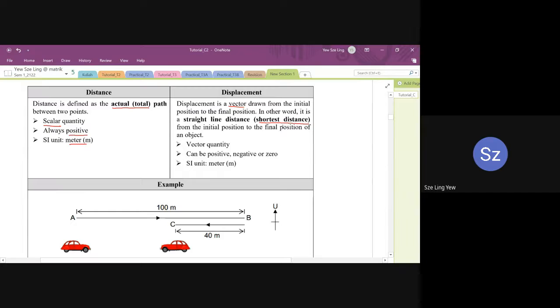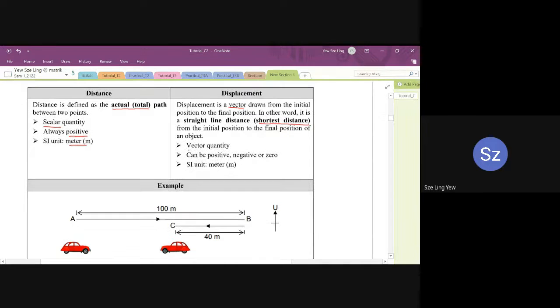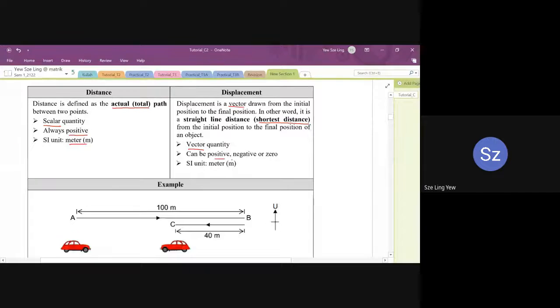Distance looks at how many meters you have walked, and then you have to add them up. If you walk that path twice, then you have to calculate it twice. But when it comes to displacement, that is not the case. You're just going to look at the shortest distance between the initial and final position. So it is a vector quantity. It can be positive, negative, or zero. The unit is also meter. So don't get confused between distance and displacement, because the question can mention calculate the distance between two objects or calculate the displacement traveled by someone.